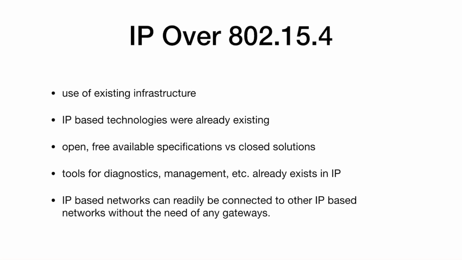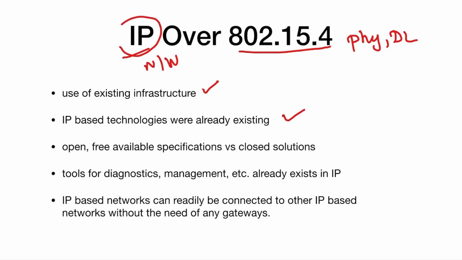Now why do we need this IP? So IP over 802.15.4. This is on the physical layer and the data link layer, PHY and the data link layer, IP on the network layer. So IP over 802.15.4, what are the different features? It is using the existing infrastructure. IP based technologies were already existing, so we don't need any new protocol for handling the network layer. We already have IP, so we can use it.